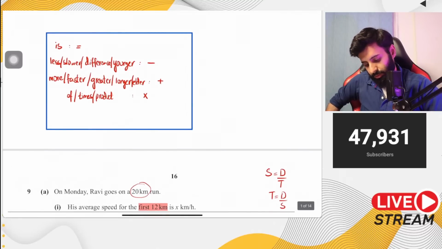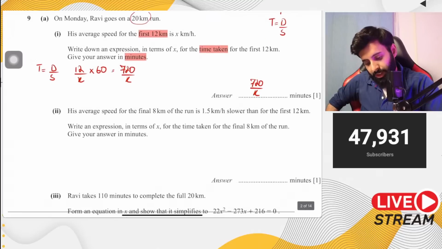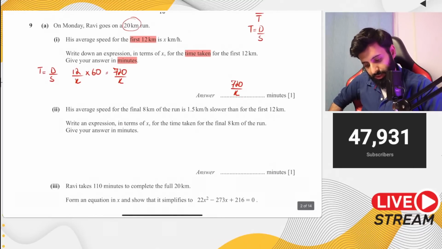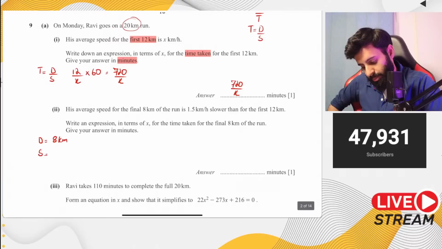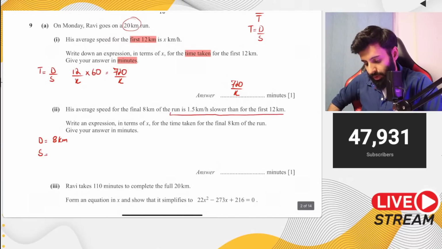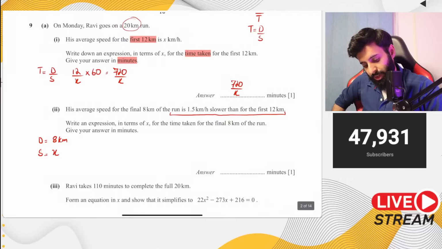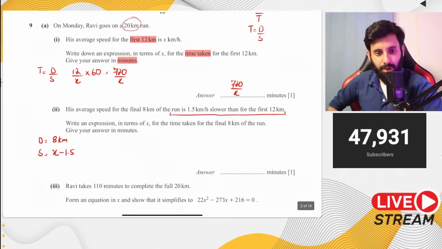Now, then it says his average speed for the final 8 kilometers. So that means now the distance that he's running is 8 kilometers. His speed, however, is 1.5 kilometers per hour slower than for the first 12 kilometers. So what was his speed when he was running the first 12 kilometers? It was x. Now if it's 1.5 kilometers per hour slower, that means it's going to be x minus 1.5.